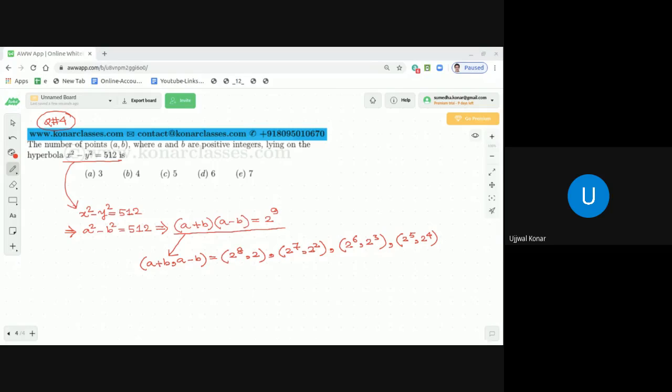So what we get is that the number of ordered pairs is 4, and eventually we get the correct option as option B. Okay, so these are the number of points A and B that lie on the hyperbola x square minus y square is equal to 512. So I hope it is clear, dear students, and we can move to the next question. And the next question will be available to you in another few seconds from now.